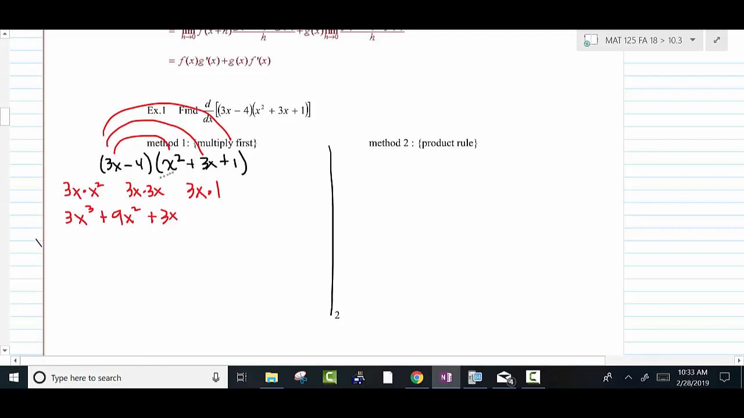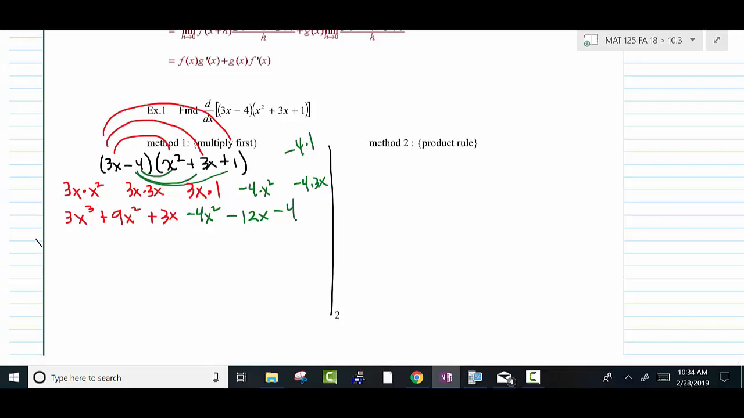Then I just do the same thing with the 4. You're doing a distributive property, so that would be negative 4 times x squared. That's negative 4x squared. Then I do negative 4 times 3x. So that is negative 12x. And then the last thing I do is negative 4 times 1. So that's negative 4. Okay, that's the algebra that you want to review.